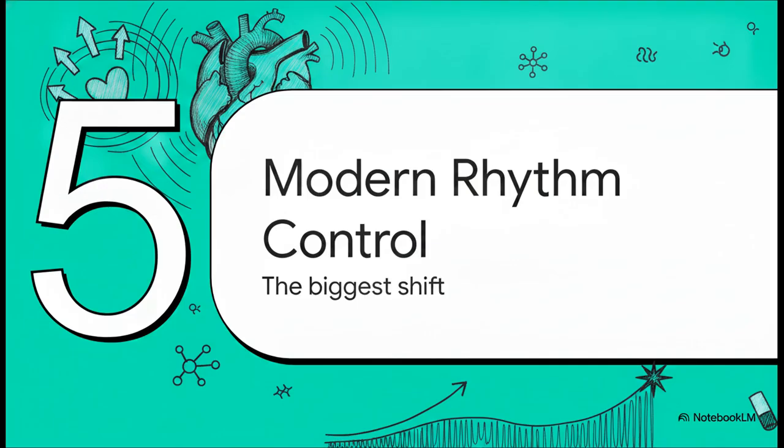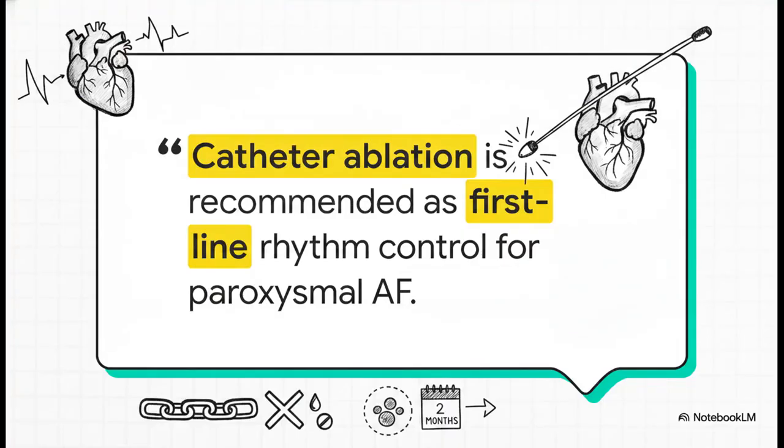Section 5, modern rhythm control. This is the biggest shift. Prepare yourself, because the 2024 ESC and EACTS guidelines just dropped a massive update. Catheter ablation is now officially recommended as a first-line rhythm control option for suitable patients with paroxysmal AF. No more waiting around. It is no longer just a second-line fallback for when antiarrhythmic drugs fail. The safety and efficacy data have gotten so incredibly good that ablation just skipped right to the front of the line. Just remember, though, any patient getting an ablation needs oral anticoagulation for at least 2 months afterward, no matter what their risk score is, because the procedure itself causes a temporary spike in clot risk.